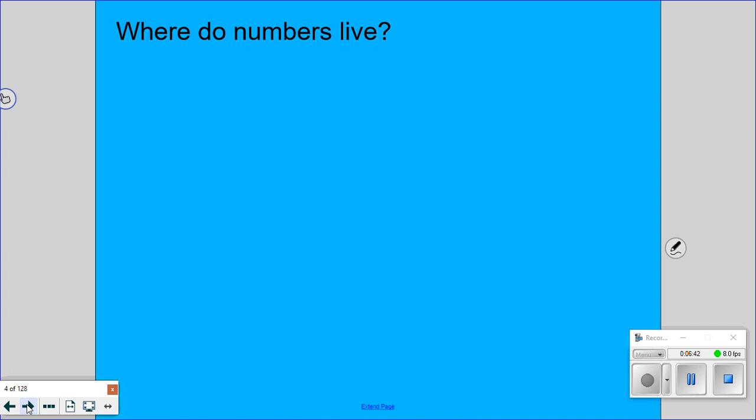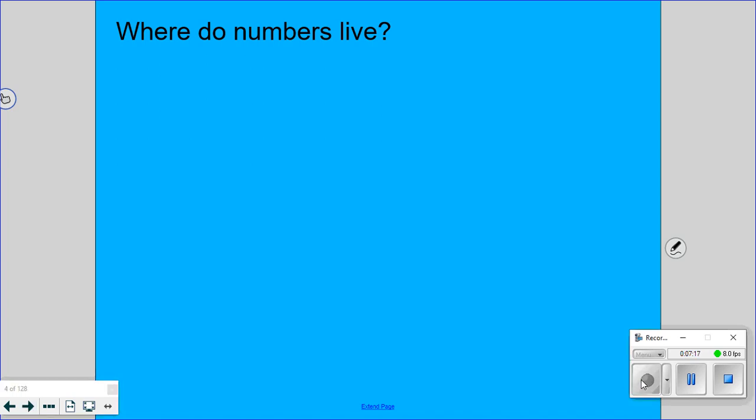Next blank page. This is what we're going to be thinking about today. So far, we've kind of just done a review of what we did with our digit cards this morning. Next title says, where do numbers live? I'm not talking about digits. I'm now talking about numbers. Where do numbers live? Write that down. That is the title on the next blank page.